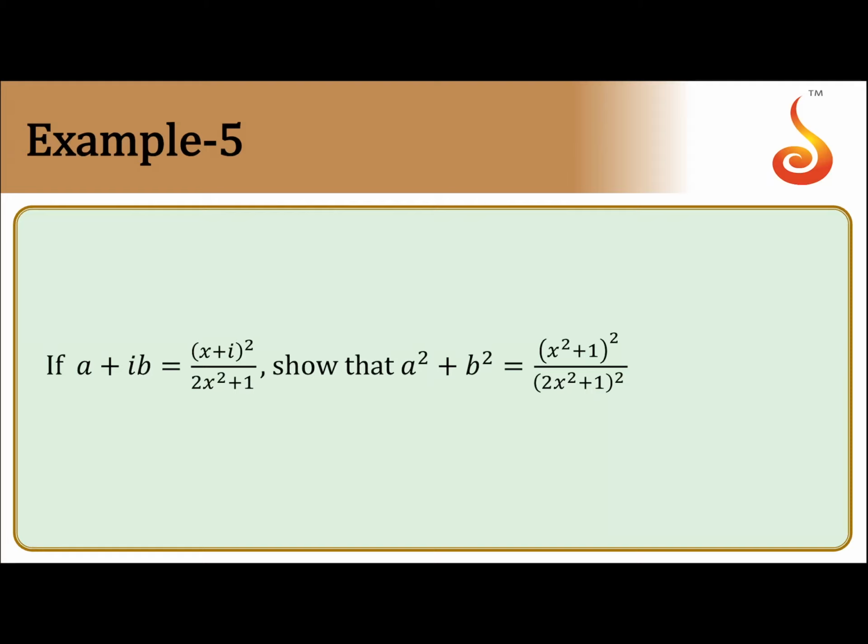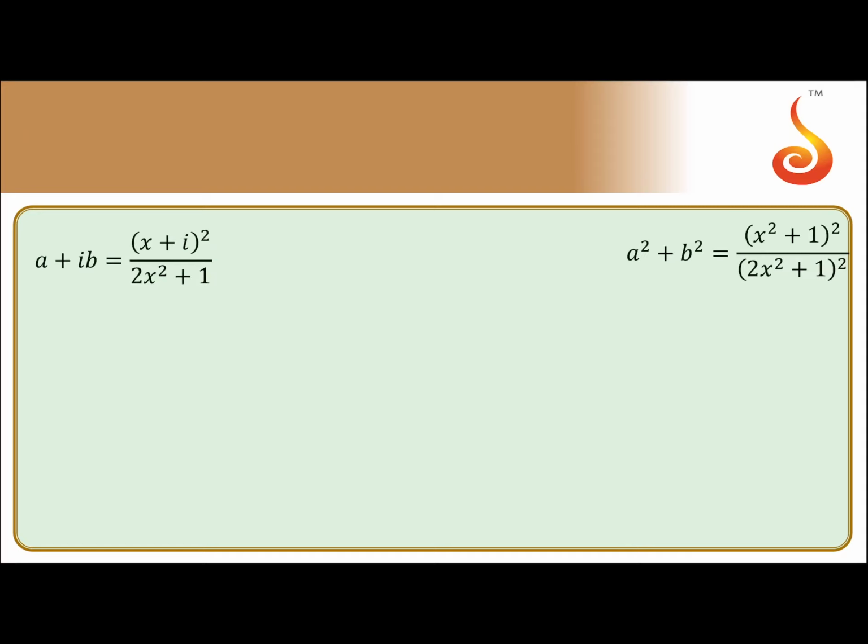Example 5. If a + ib = (x + i)² / (2x² + 1), show that a² + b² = (x² + 1)² / (2x² + 1)². Let us consider a + ib = (x + i)² / (2x² + 1).